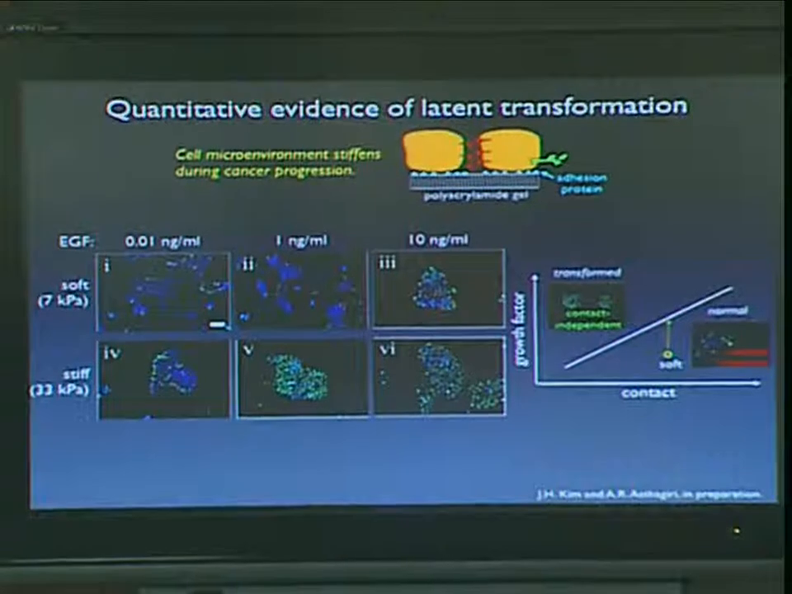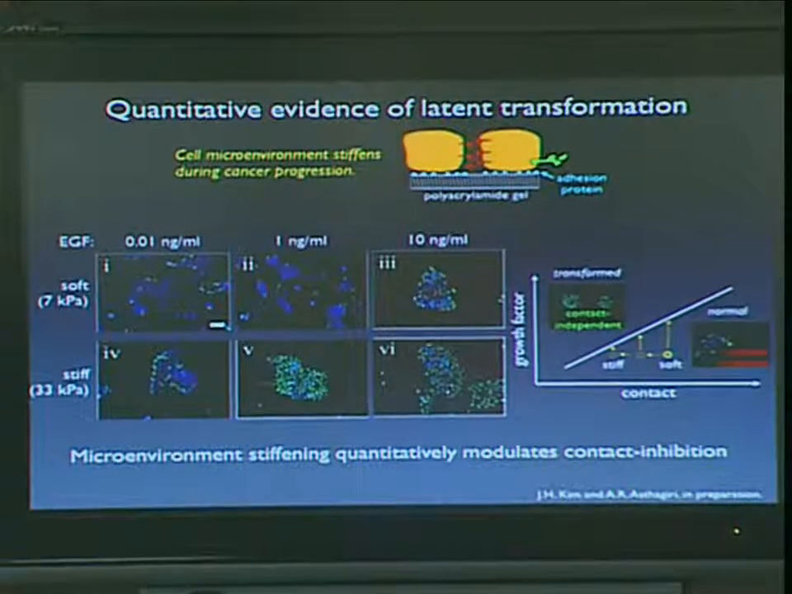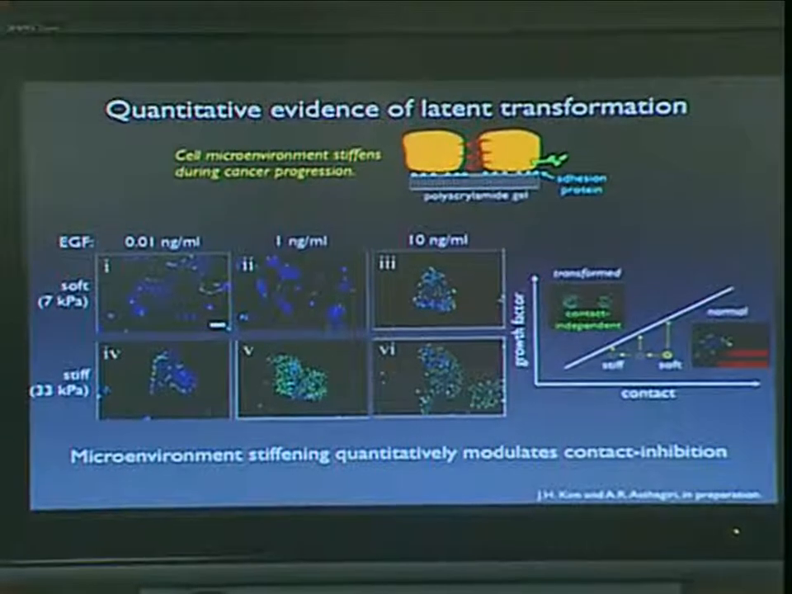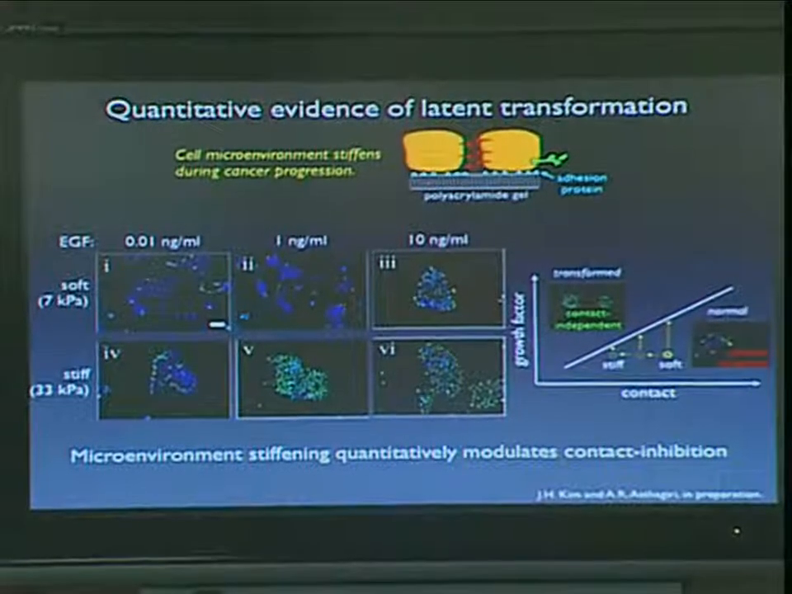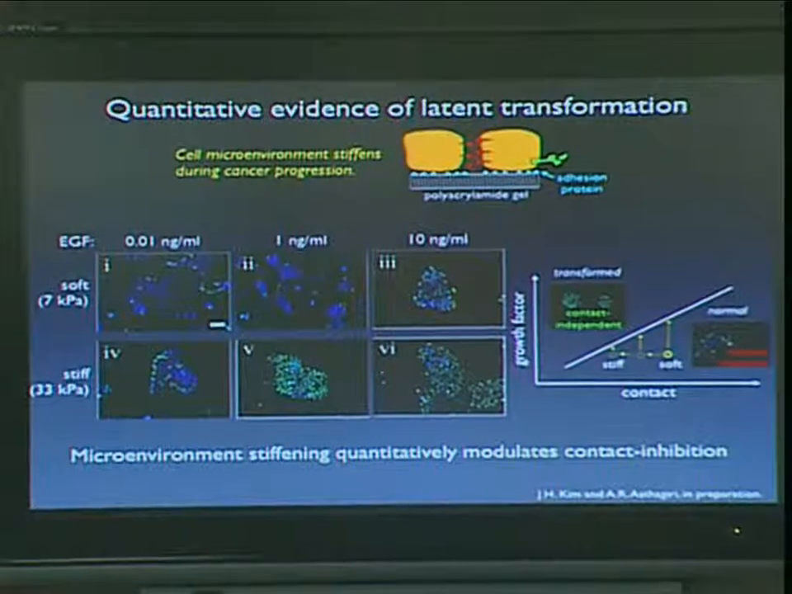So this is sort of consistent with the idea that the system was originally sitting here on the soft, but then the threshold has dropped as it has slid closer to that transition line. So we would suggest that microenvironment stiffening quantitatively modulates contact inhibition, and you can follow that modulation not by looking at it phenotypically, but by measuring this threshold that's being dialed down.